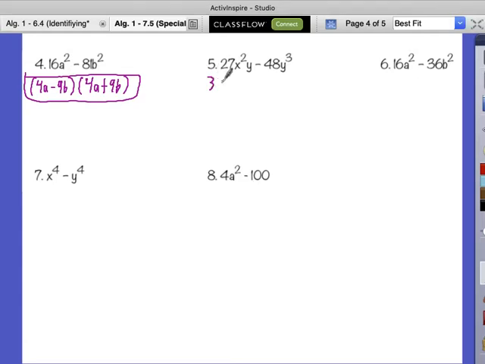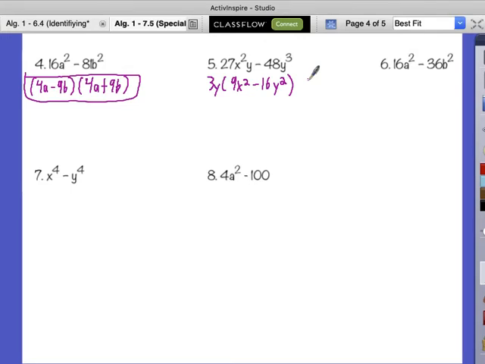Can we factor out anything else though? What about any variables? y. So we factor out 3y. What are we left with in the first parenthesis? 9x squared minus 16y. So we factored out a GCF. Is that first step any different than what we did in that first section, guys? No, we did GCF back in the first section.